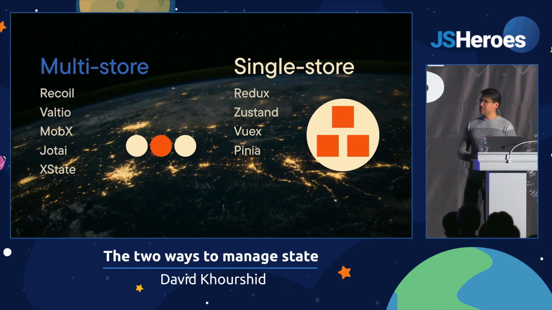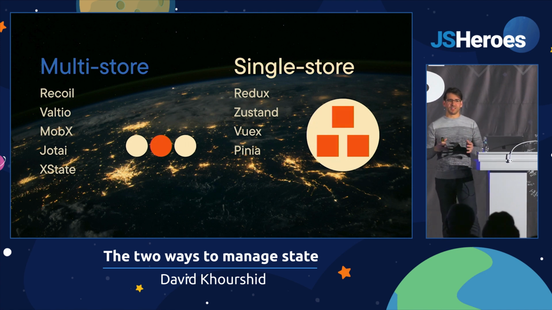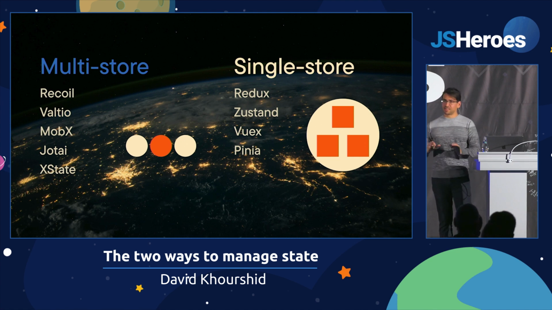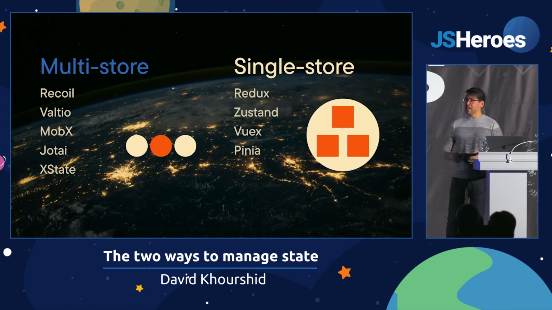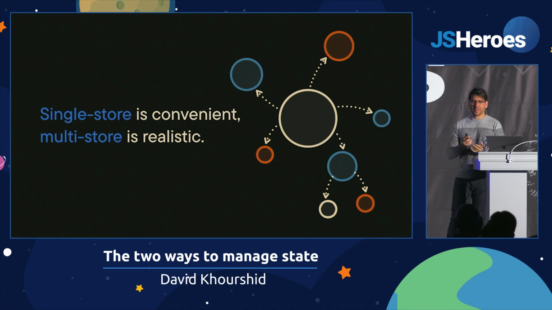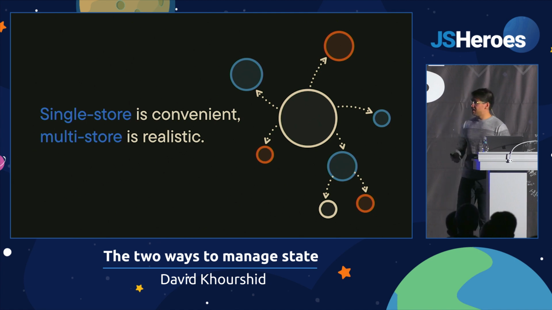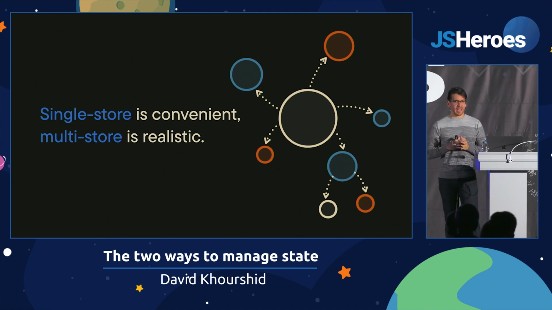All right, so the next realization has to do with multi-store versus single-store. A lot of libraries, such as Redux, Zustand, Vuex, Pinia, operate on a single-store principle where they have state at the global level, and then there are a lot of other libraries which operate on a multi-store level where you can create many instances of these state stores, and they live in many places. So the thing I realized is that while single-store is really convenient, multi-store is realistic, and that's because a single global store is actually a lie.